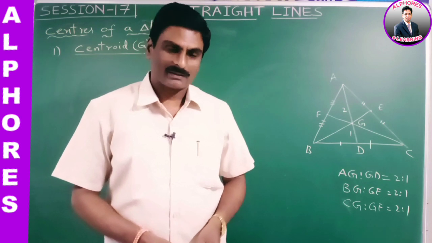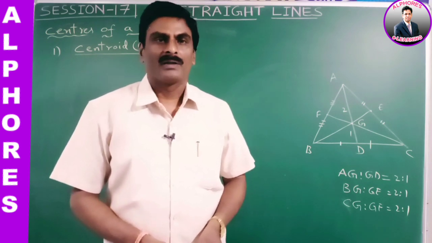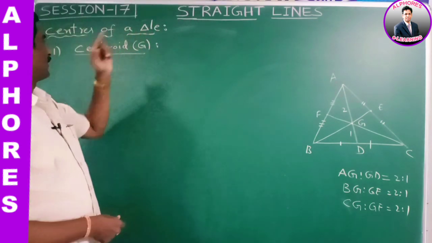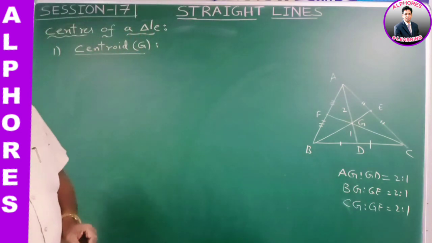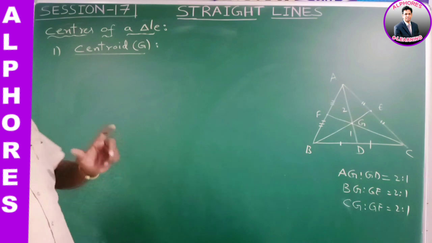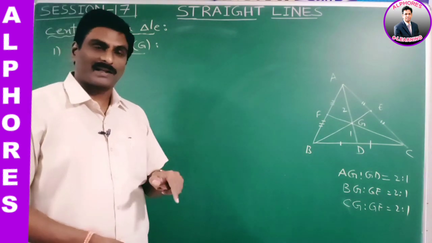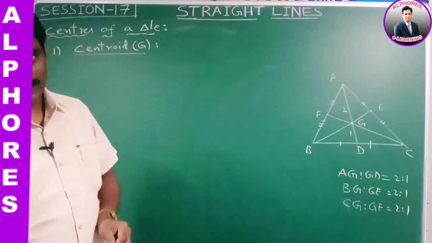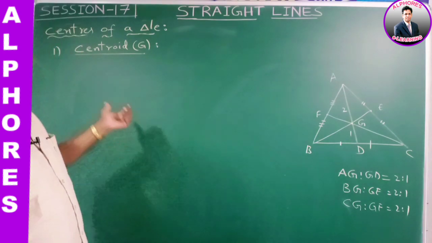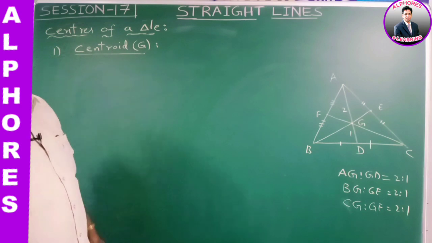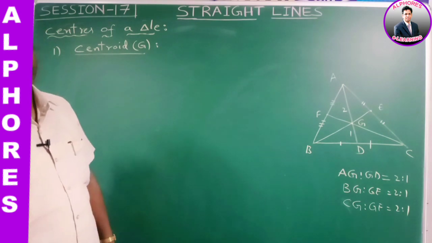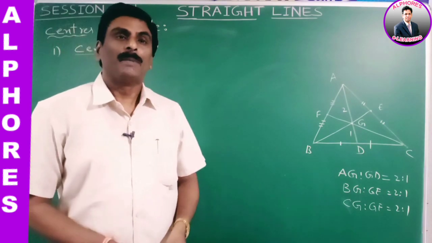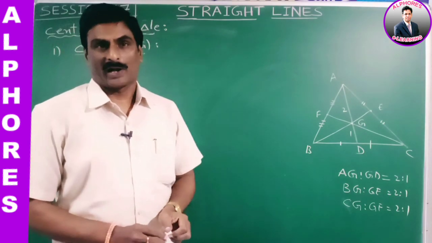Dear students, in this session I am discussing the centers of the triangles. That means the centroid, circumcenter, incenter and orthocenter of the triangles. Okay, first note the centroid G. The point of concurrency of medians in a triangle is said to be the centroid.